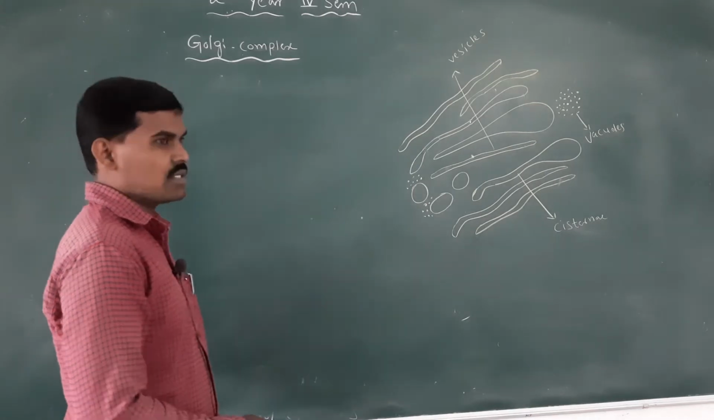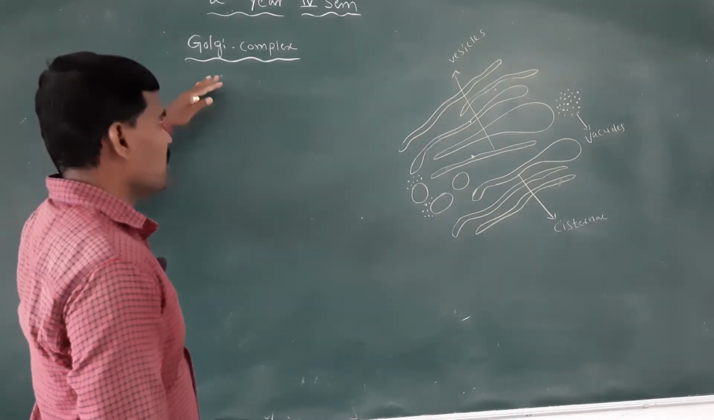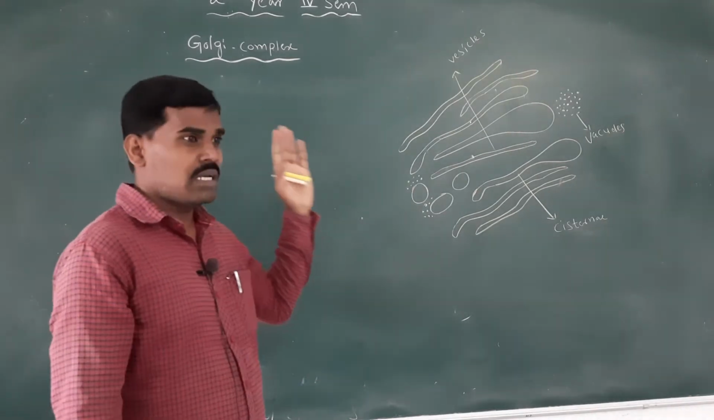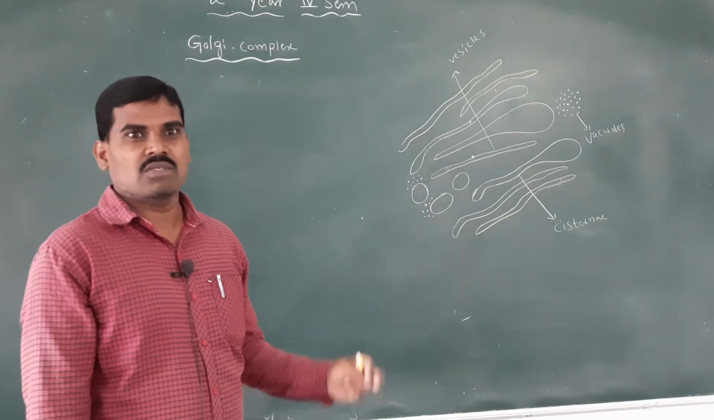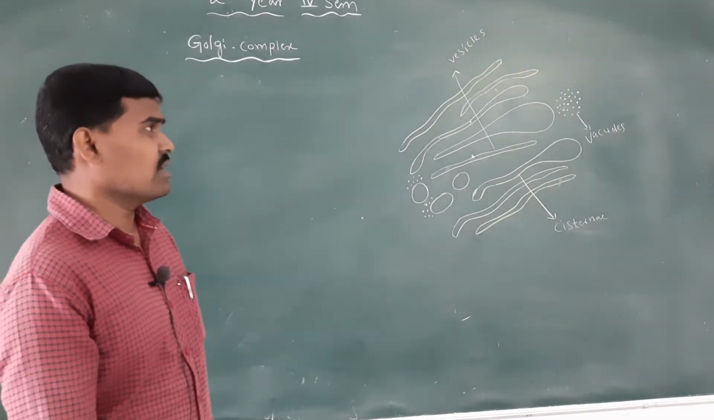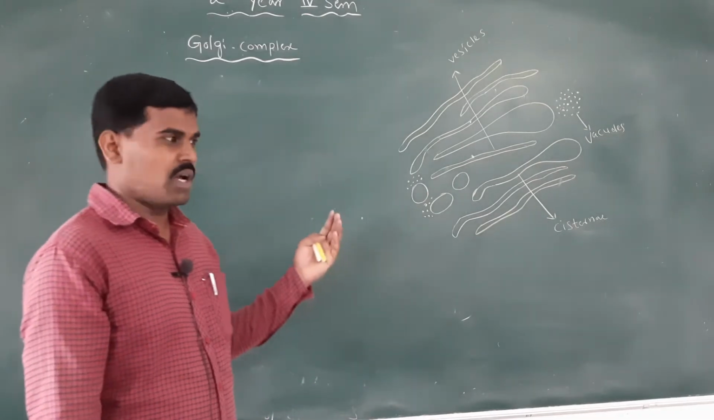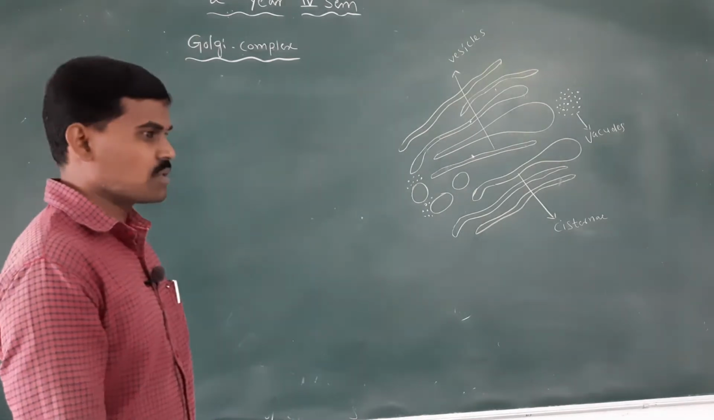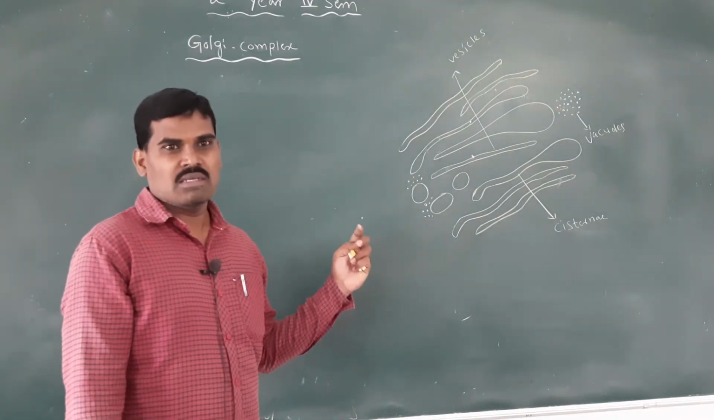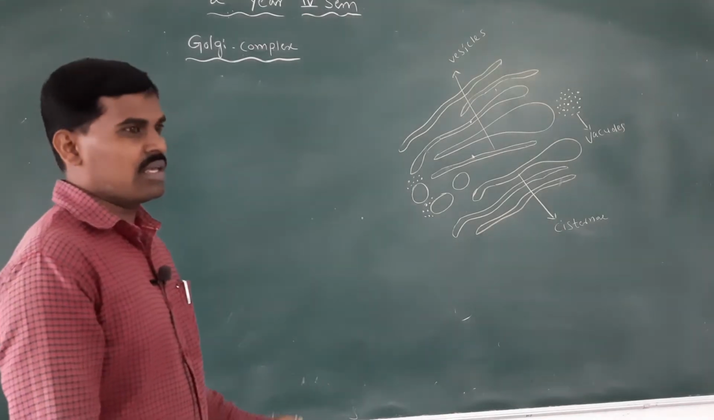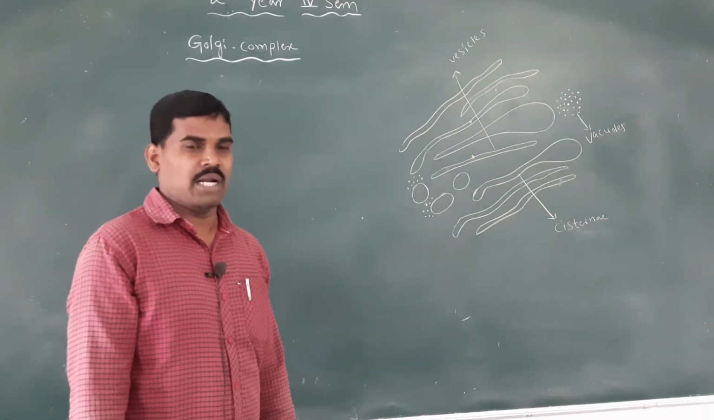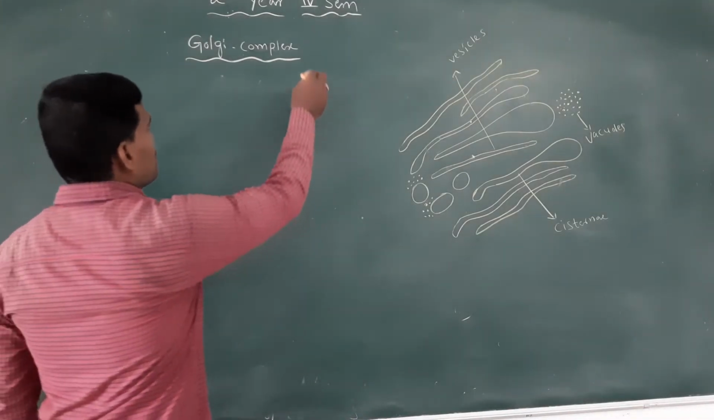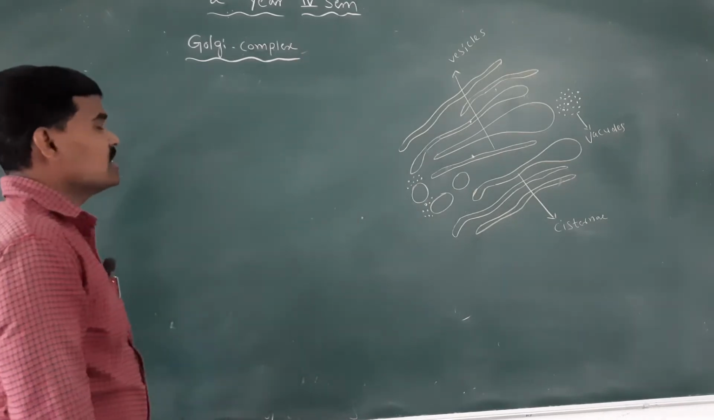Today, we are going to discuss the Golgi complex, another cell organelle. Cell organelles, the ultrastructure of animal cells: the plasma membranes, endoplasmic reticulums, next Golgi complex, lysosomes, mitochondria, etc. Plasma membranes and endoplasmic reticulums are already completed. Next, let us see the next cell organelle, the Golgi complex.